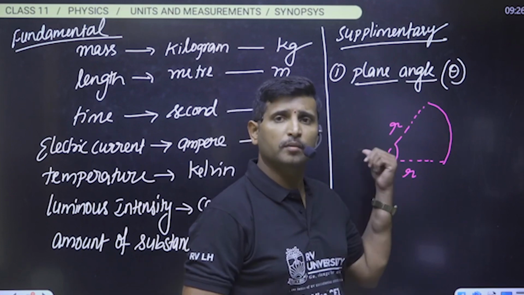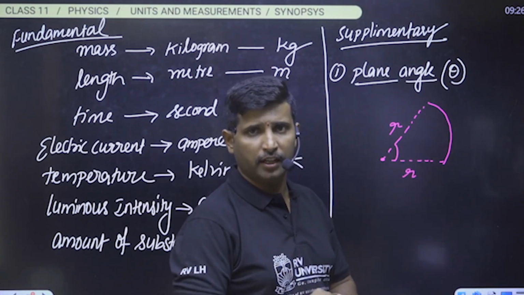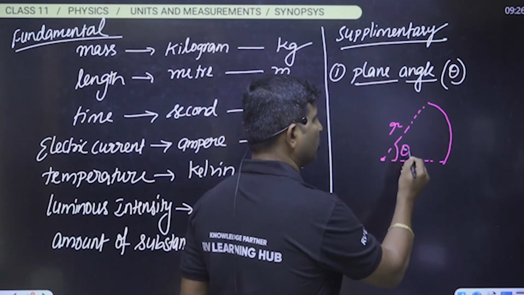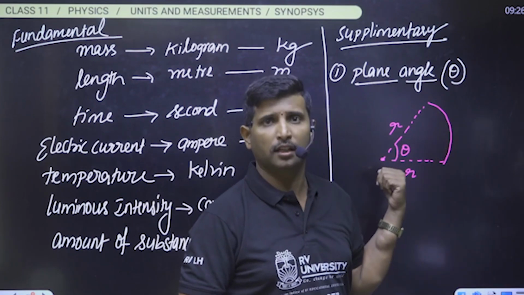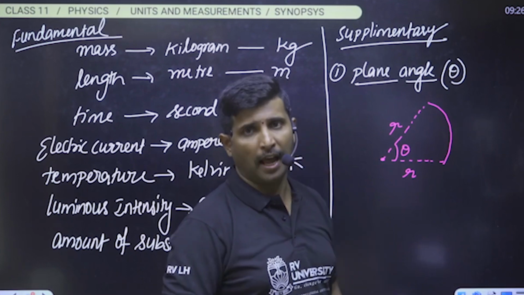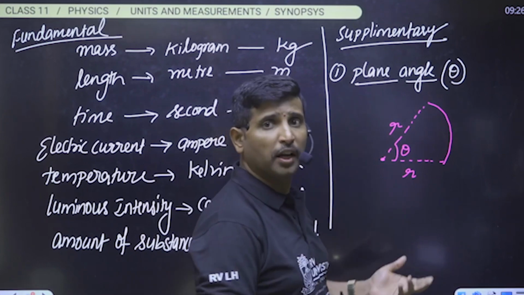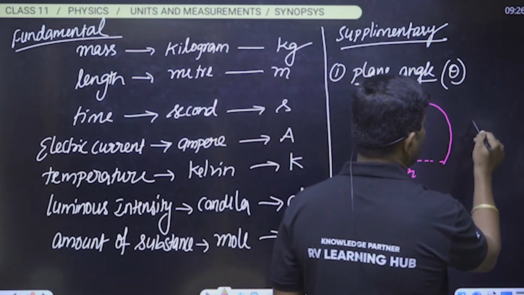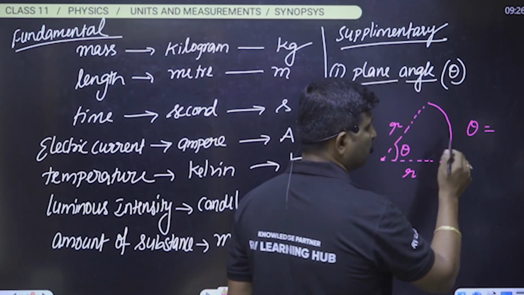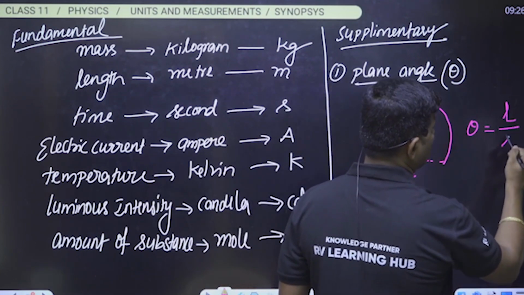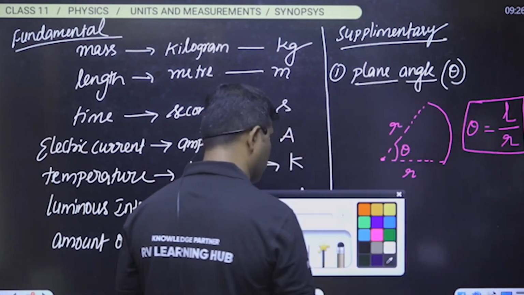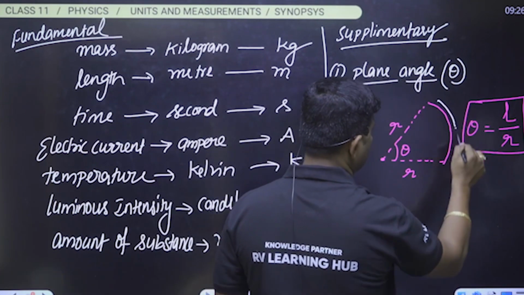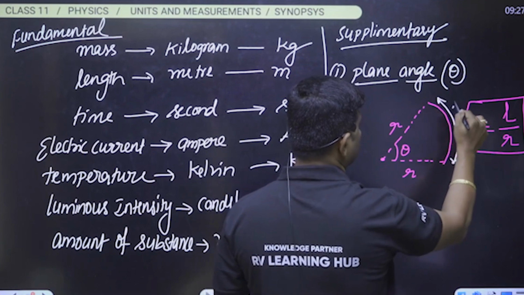If you measure the distance from the center to the arc, that is nothing but radius. Therefore, if we measure the angle subtended by the arc at the center, it is called plane angle. So how can we measure this plane angle here? Plane angle is measured by the ratio of length of the arc divided by radius of the arc. What is this L called here? L is called as the length of the arc.